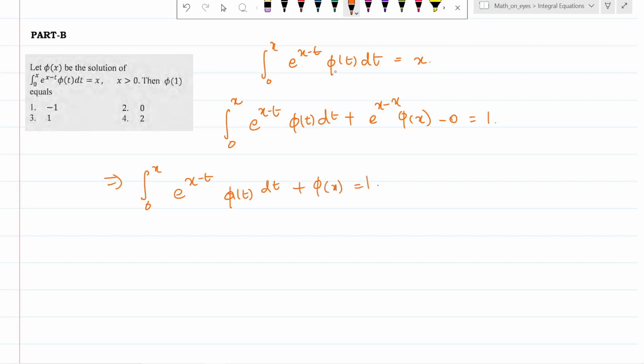Now this part is actually equal to x, right? Integral 0 to x e to the power x minus t phi of t dt is equal to x, plus phi of x is equal to 1. So we get phi of x is equal to 1 minus x. When I substitute x is equal to 1, I get phi of 1 is equal to 1 minus 1, which is equal to 0. So the second option, 0, is the correct answer.